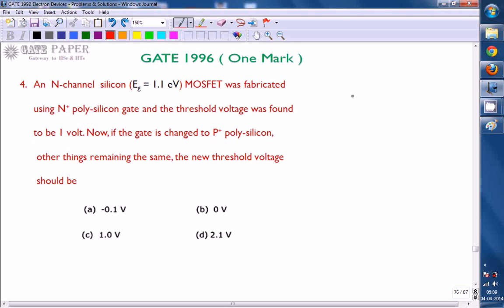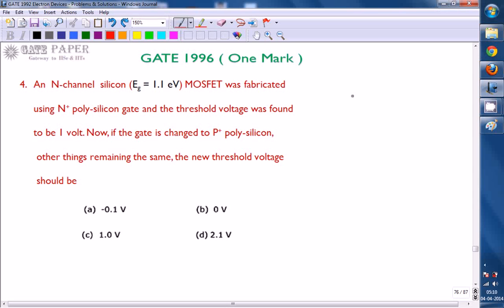We are discussing the GATE 1996 ECE paper, and this is one more question related to electronics. An N-channel silicon MOSFET with an energy gap of 1.1 electron volts was fabricated using N plus polysilicon gates, and the threshold voltage was found to be 1 volt. Now, if the gate is changed to P plus polysilicon, other things remaining the same, the new threshold voltage should be: A, minus 0.1 volts; B, 0 volts; C, 1 volt; D, 2.1 volts.